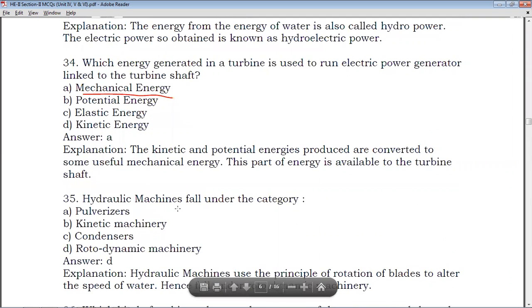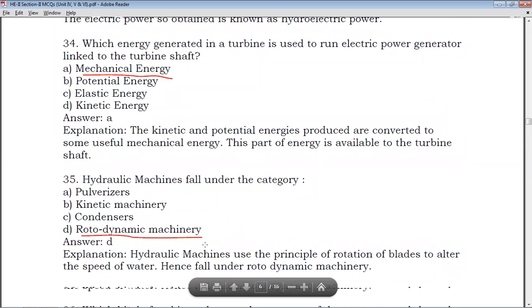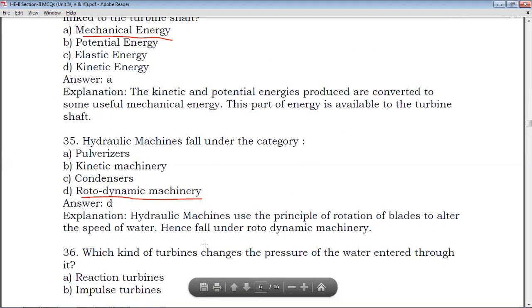Next, hydraulic machines fall under the category of pulverizers, kinetic machinery, condensers, or rotodynamic machinery. The correct answer is rotodynamic machinery because it uses the rotation of the blades. It uses the rotation of the blade in order to produce energy.